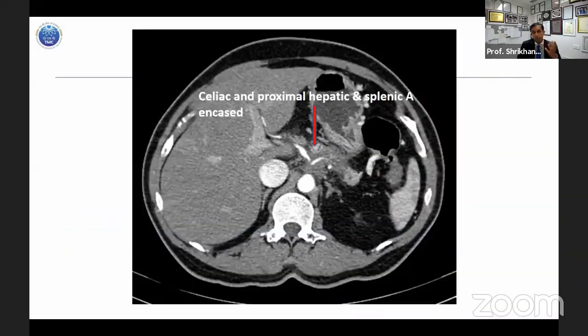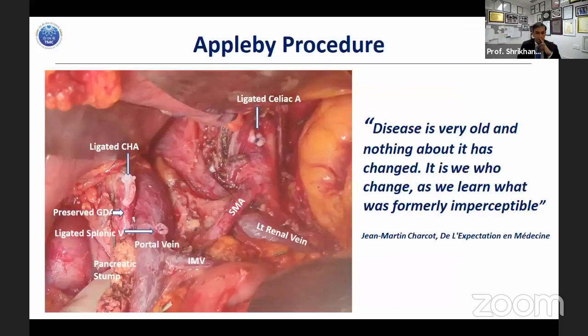Moving on, you have tumors like these, which are clearly unresectable pancreatic body tumors. In this case, celiac and proximal hepatic and splenic artery encased. We have given neoadjuvant treatment. We have safeguarded the gastroduodenal artery. We have divided the common hepatic artery. We have resected the celiac axis, done subtotal pancreatectomy like an Appleby procedure with radical surgical clearance. Patient has done well for more than 2 years since such surgery has been done.